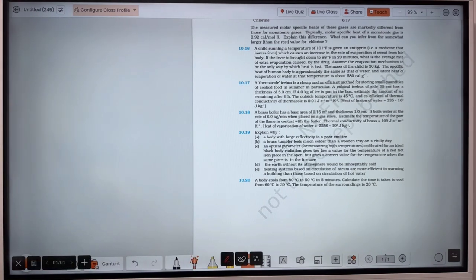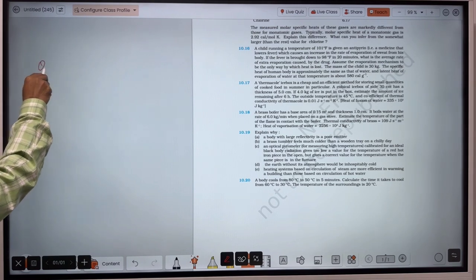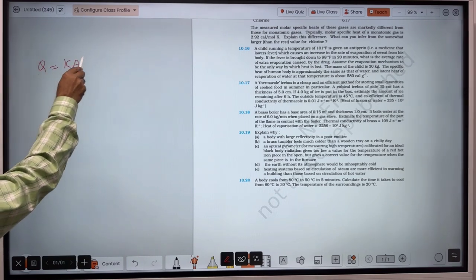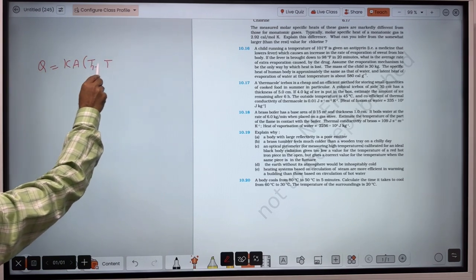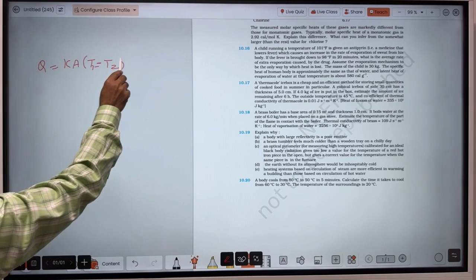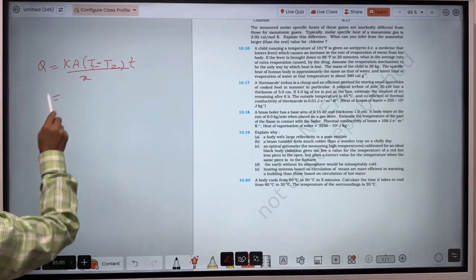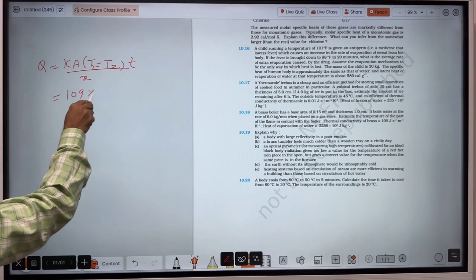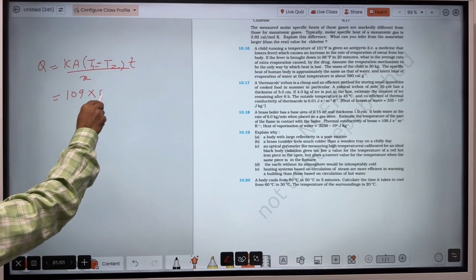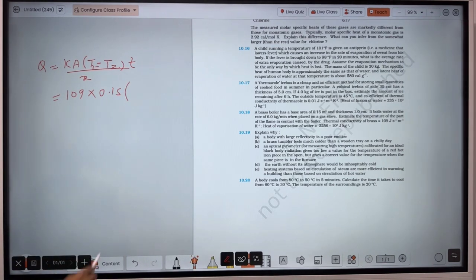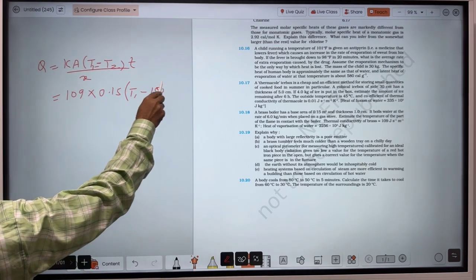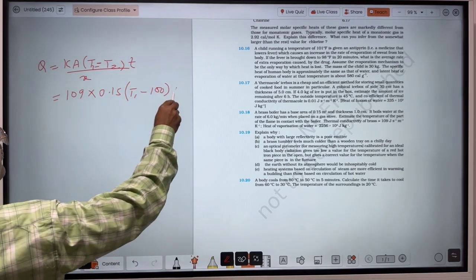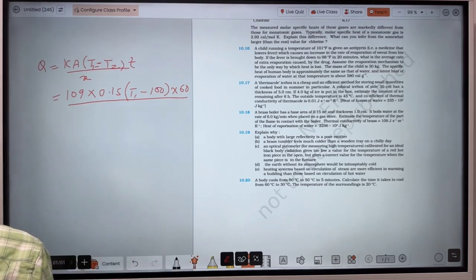So here information is given. First we will write Q equal to the same formula, K A (T1 minus T2) times time divided by X. We put the values. K is given, 109, into A. What is A? A is 0.15, into temperature change. T1 is not known, T2 is 100, and time is 60, divided by separation, which is given as 0.01. We can leave it here, and then the mass of water that boils.